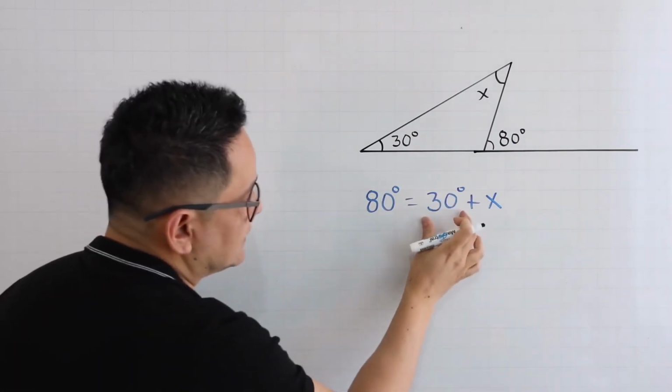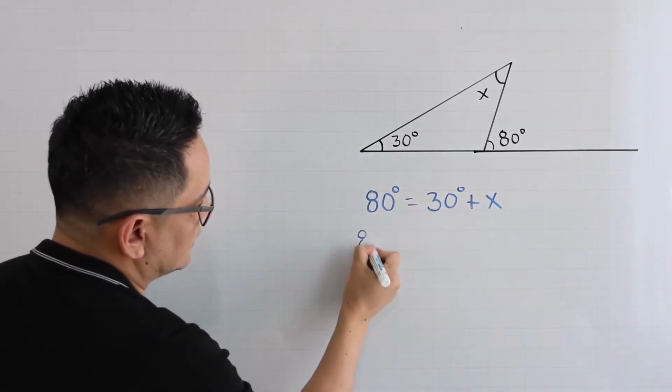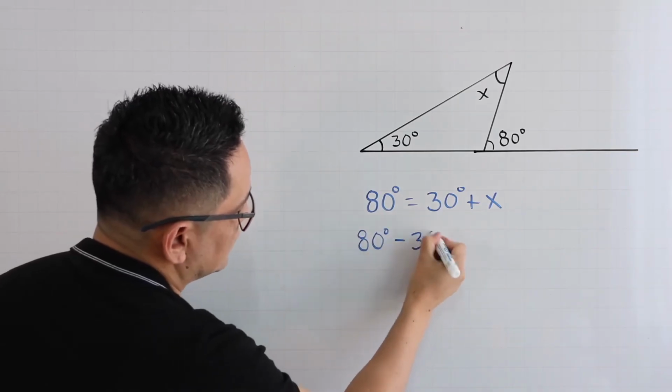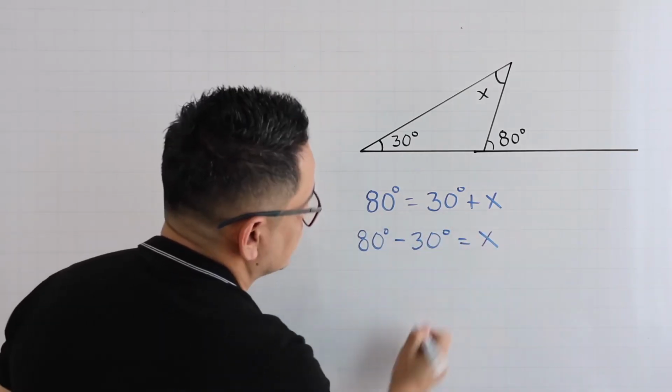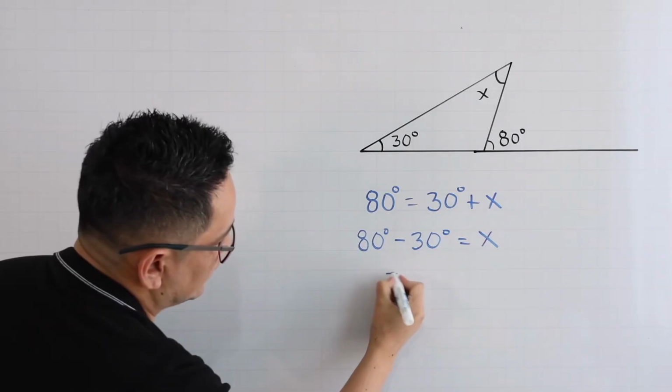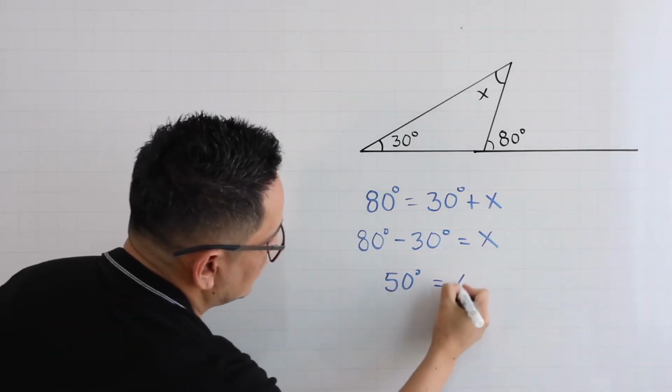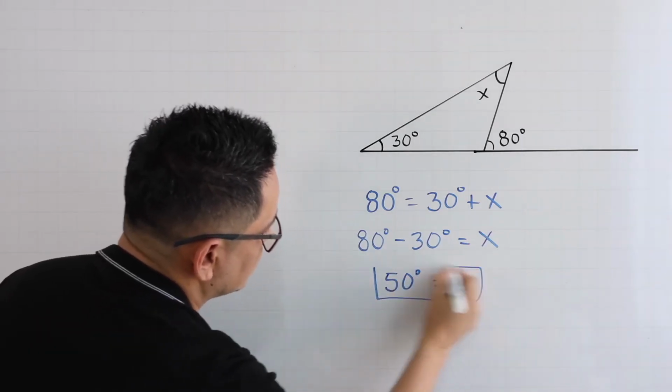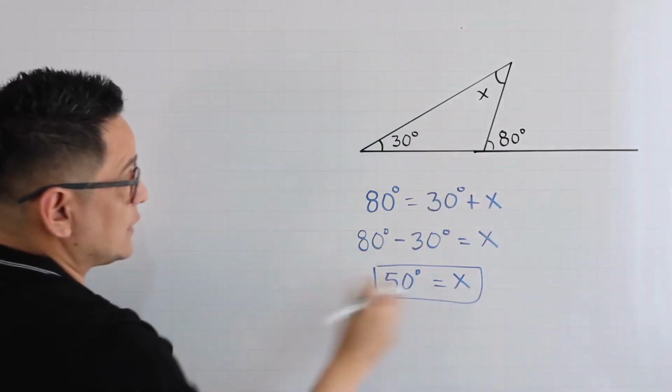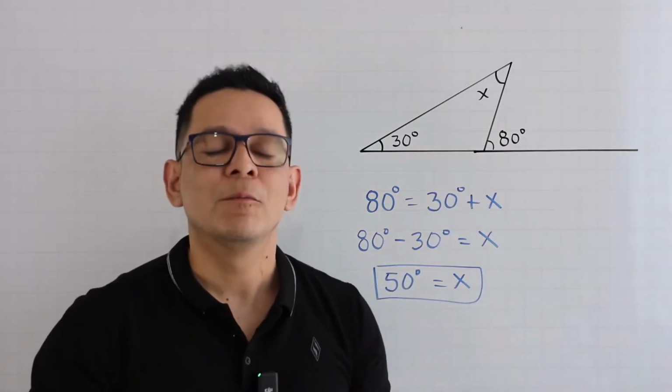Okay, we can move this 30 to the other side by subtracting, right? So that leaves me with 80 degrees minus 30 degrees. This is what x equals. And well, 80 minus 30 is equal to 50, so this interior angle measures 50 degrees. Done. We're finished. Let's make it more complicated.